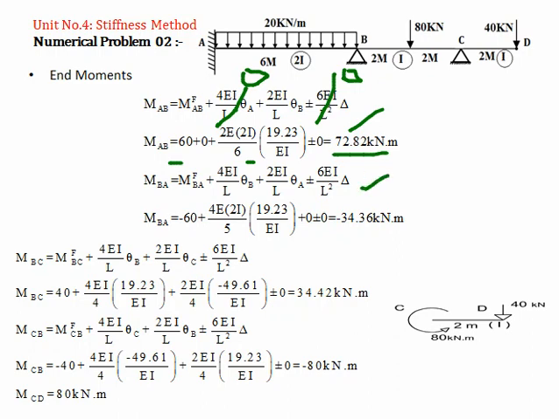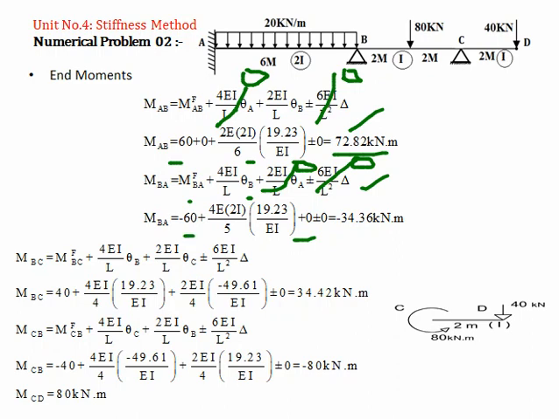Now apply the equation for the calculation of the end moment at B. So MBA is equal to MFBA plus 4 EI by L into theta B plus 2 EI by L into theta A plus minus 6 EI by L square into delta. No rotation due to the delta. Again theta A will be 0 due to the fixed end support. So here only the fixed end moment and theta B, these two, are the unknowns.